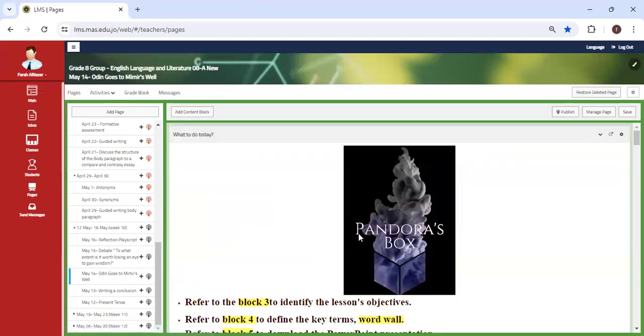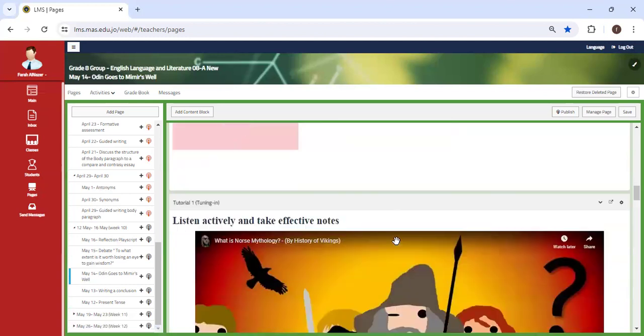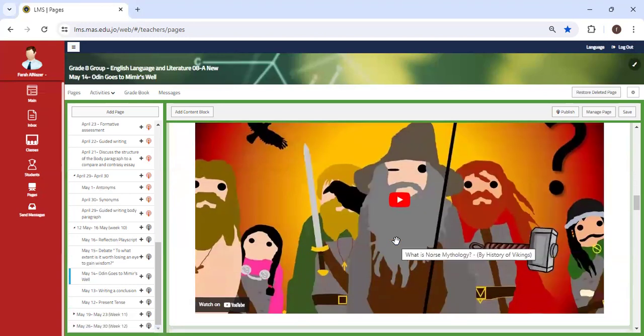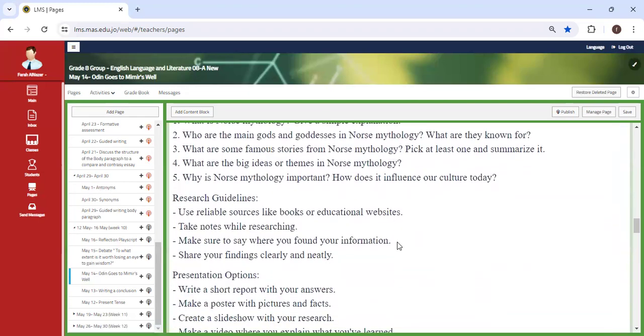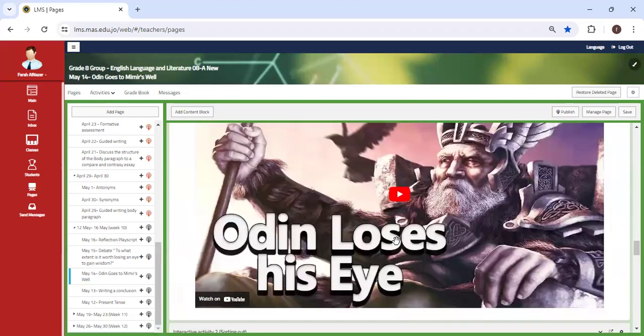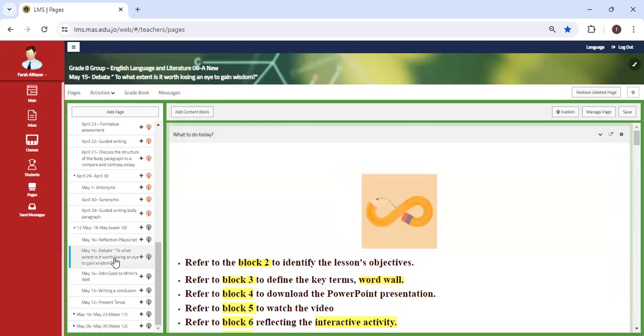And after we're done with the conclusion, we are going to begin with Norse mythology. We're going to watch the final myth for this unit, which is going to be Odin Goes to Mimir as well. We're going to look at what this myth is about and its significance and answer some questions regarding whether it's worth losing an eye to gain knowledge. Okay? Which is a bridge to our next class.